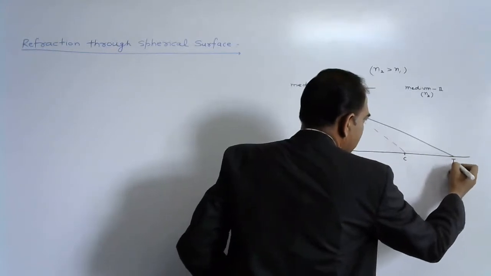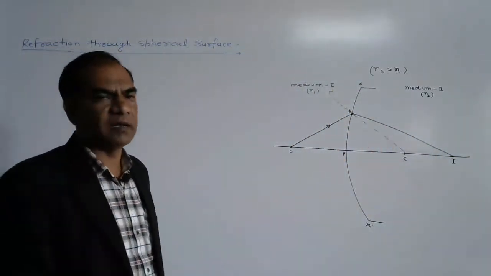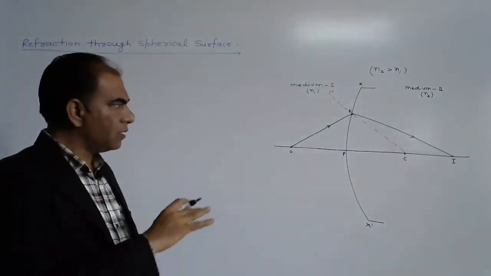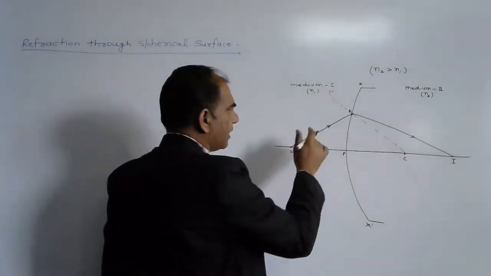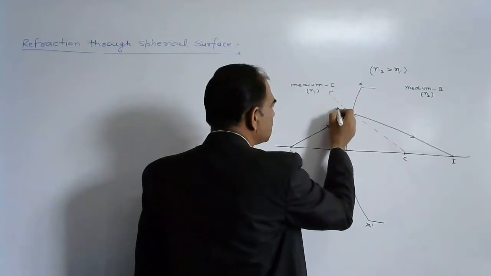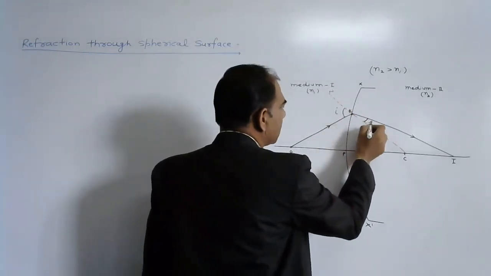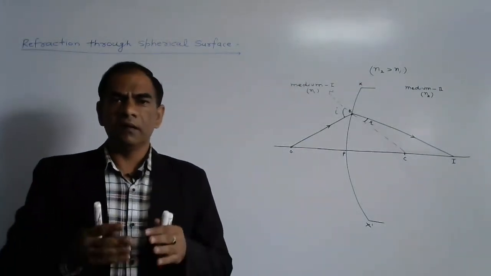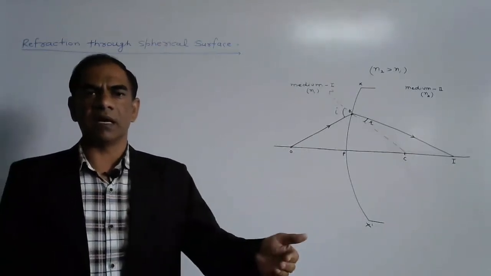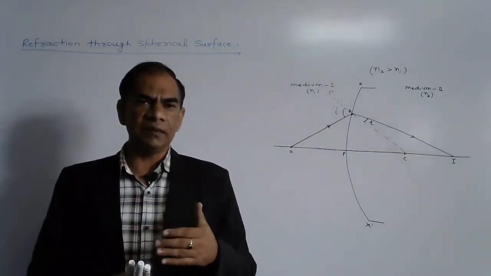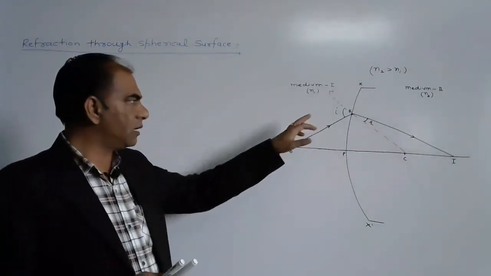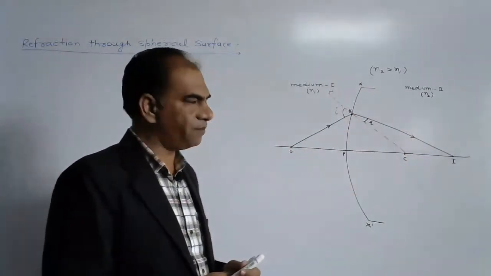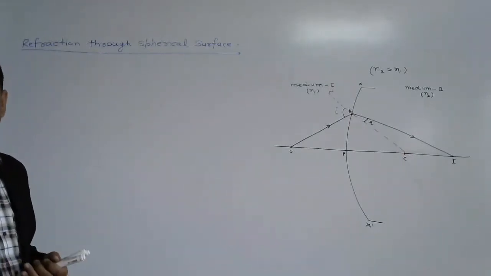intersects the principal axis. At that point the image is formed. This is the position of the image, and this ray is the refracted ray. This is the basic structure of this diagram, and this angle is the angle of incidence and this angle is the angle of refraction. We know very well the angle of incidence is the angle between the incident ray and the normal, and the angle of refraction is the angle between the refracted ray and the normal. So here is the angle of incidence, this is the angle of refraction, and the final image is formed at I. This is the phenomenon happening in this diagram.